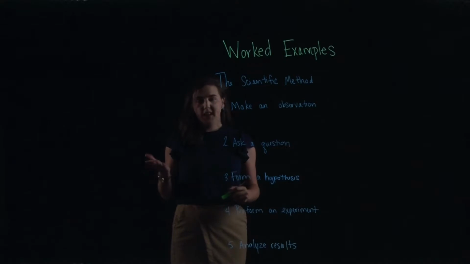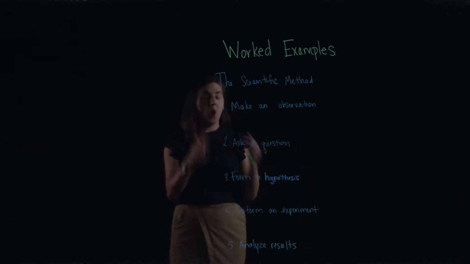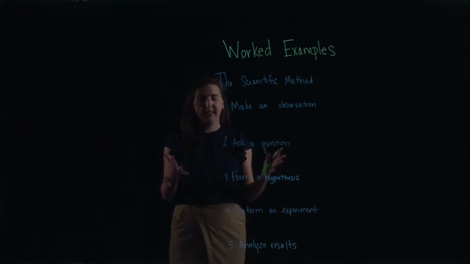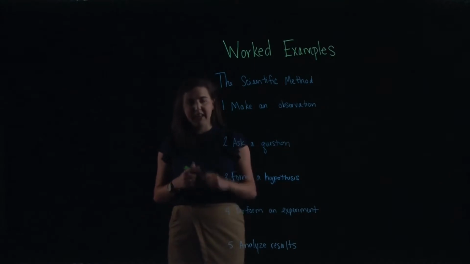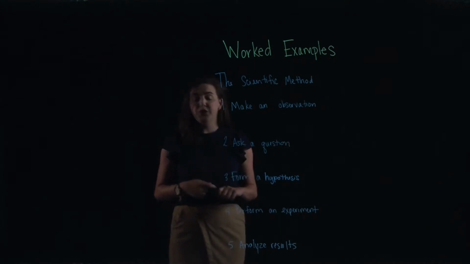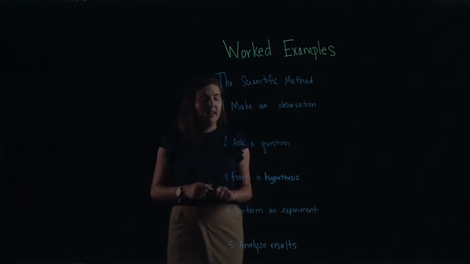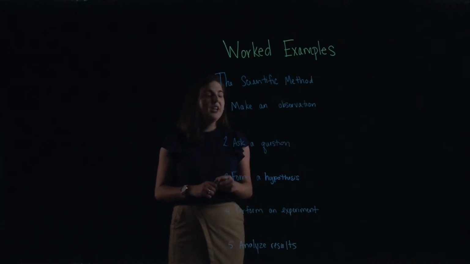All right, so we just discussed what a quantitative worked example looks like. Now we're going to go over what a qualitative or non-math worked example would look like. And today's example is going to be the scientific method. So there are 5 general steps to the scientific method. The first is to make an observation. The second is to ask a question related to that observation. The third is to form a hypothesis, the fourth is to perform the experiment, and then the fifth is to analyze your results.